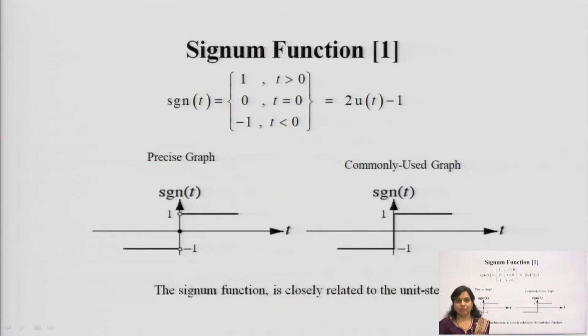Next one is the Signum function. In case of this Signum function, when t is greater than 0, its amplitude is equivalent to 1, at t less than 0, its amplitude is equivalent to minus 1, and at t equal to 0, its amplitude is 0.